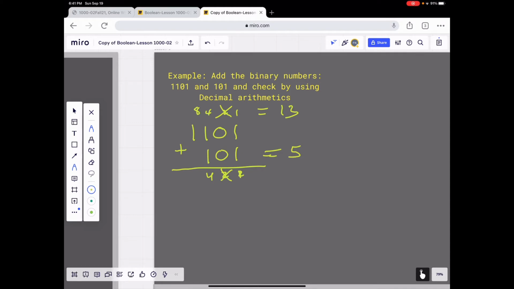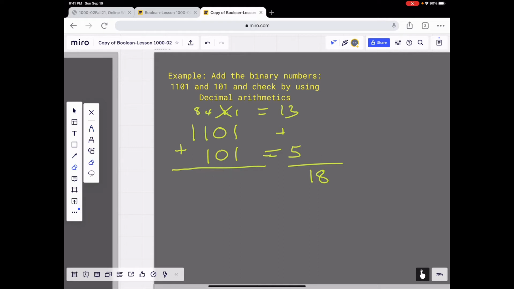All right, so when you add together, if you have a correct answer, it should be 18. Your answer should be 18. All right, so let's add these two numbers, and then we're gonna verify by using the decimal.